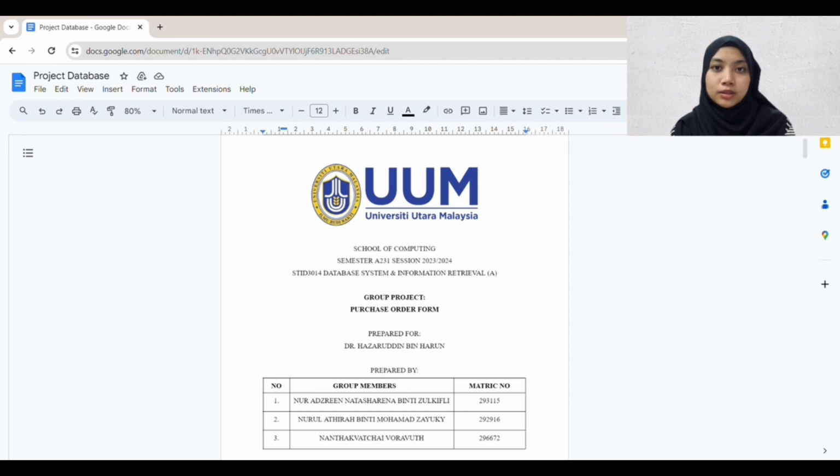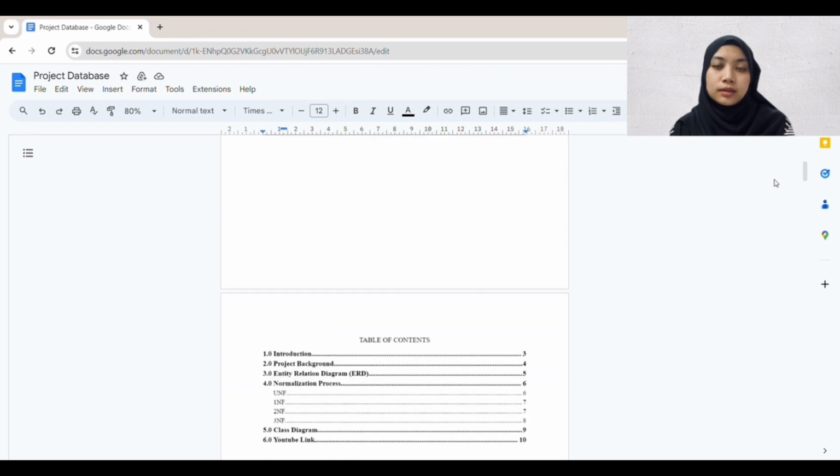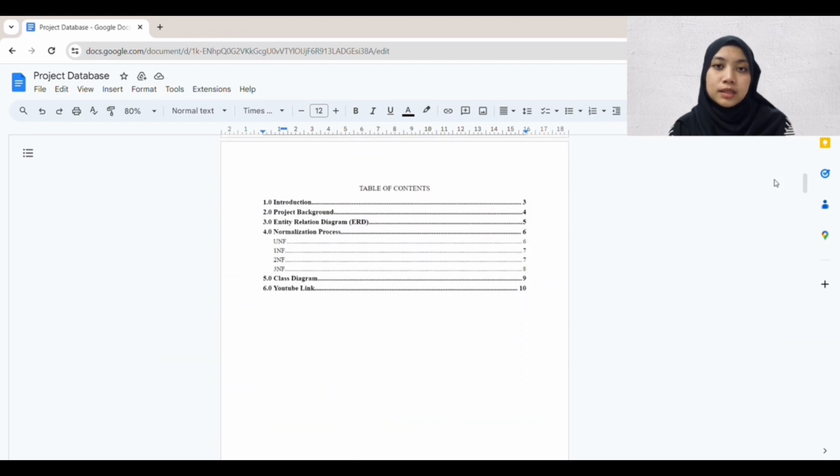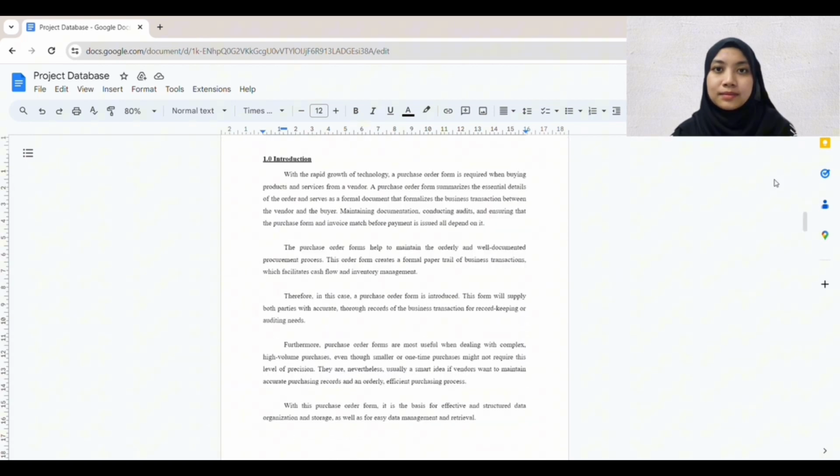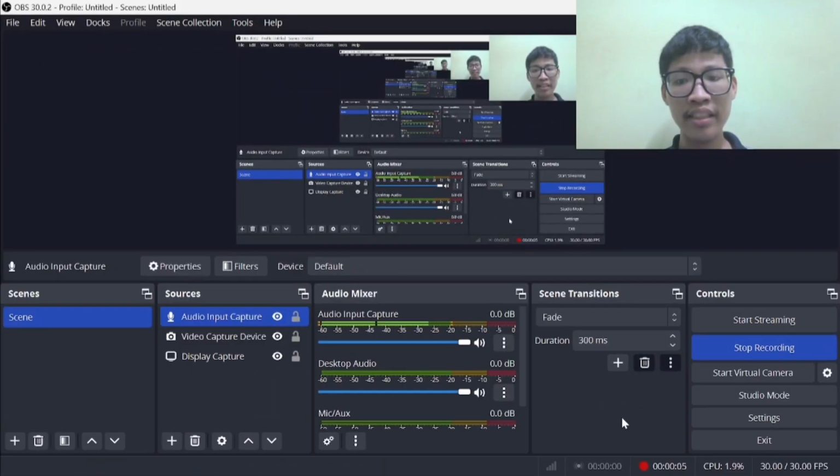Based on learning this course, we would like to implement the techniques of forming ERD, which is entity relationship diagram, normalization, and also class diagram. So this is our project introduction. Our project will create a database for purchase order form to store the order information accurately and for easy data management and also retrieval.